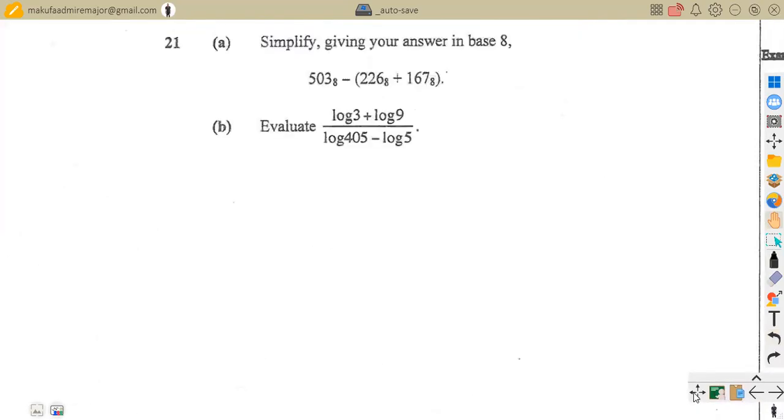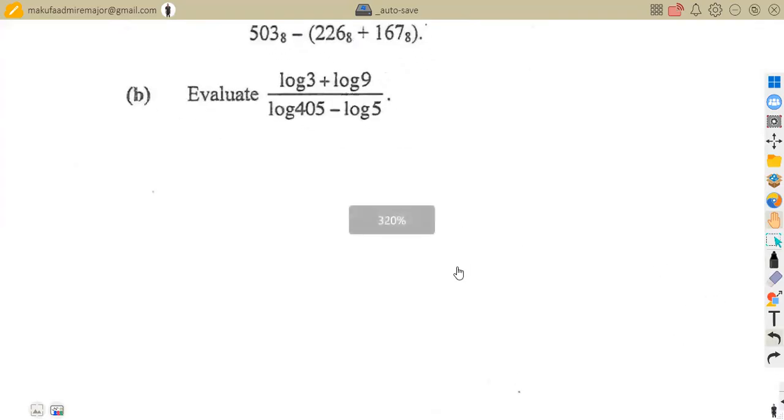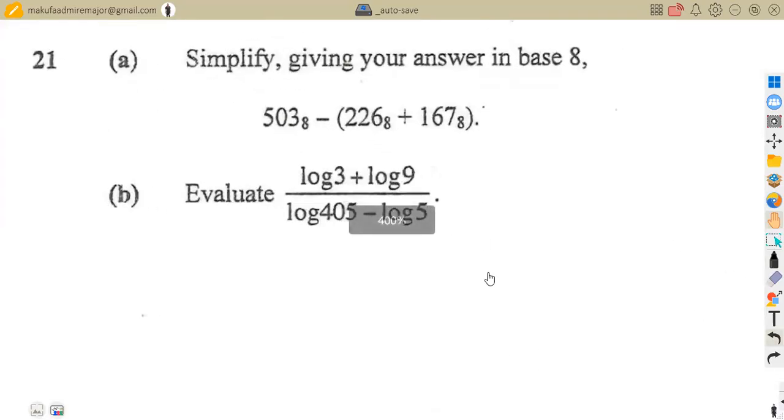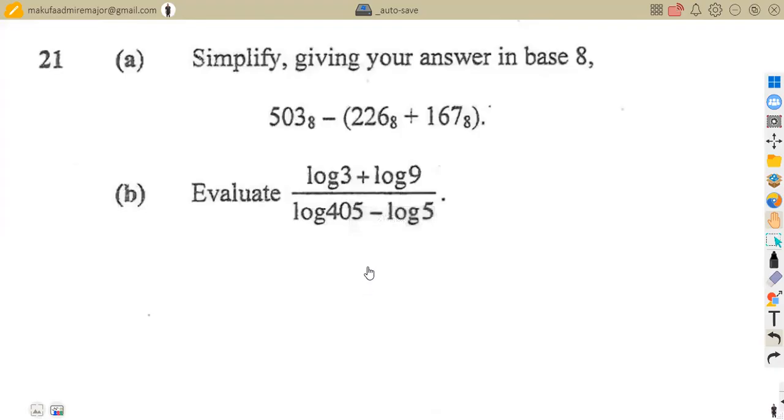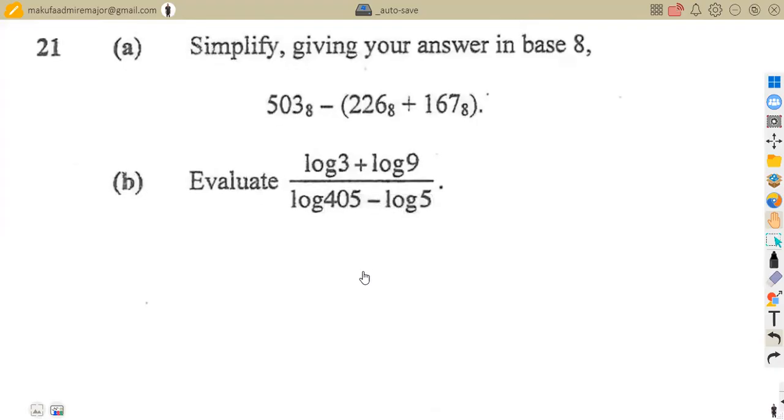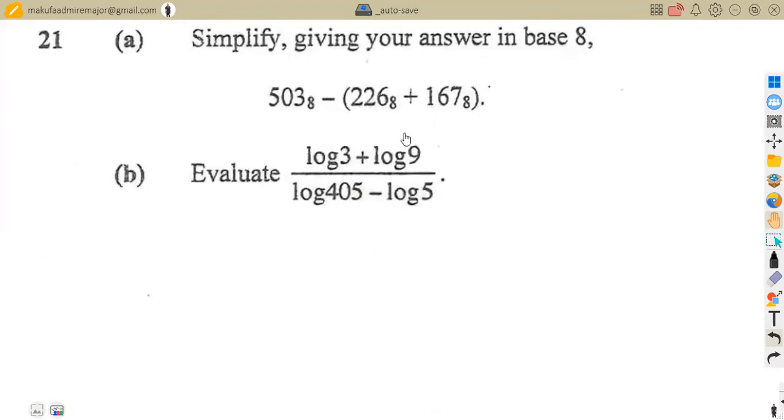Let us check the other part of the question. That is, now we are given 21. Simplify, giving your answer in base 8. So these numbers, they are in base 8. So you're asked to simplify number bases. So how do you deal with number bases?